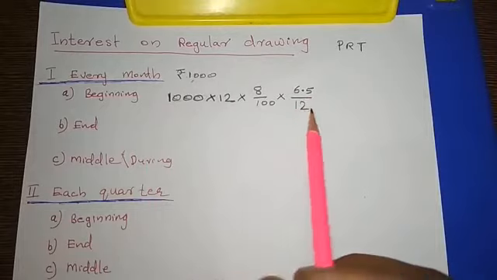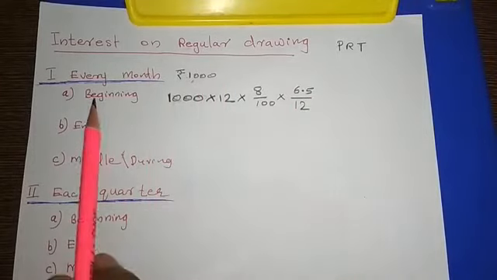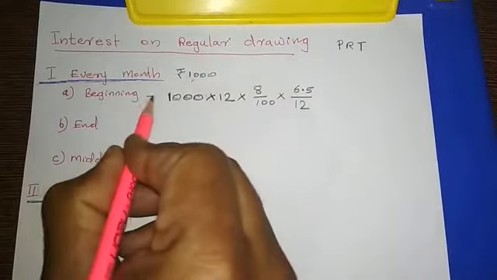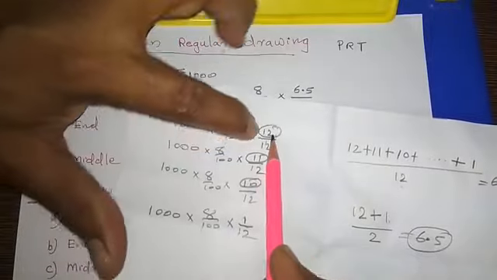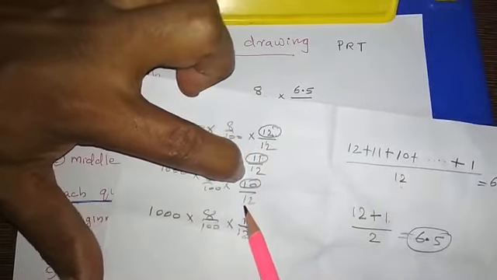If a drawing is made regularly at the beginning of every month, okay, this is the beginning of every month. Did you understand how this 12, and how 11, 10 come? If you did not understand, then I will explain.